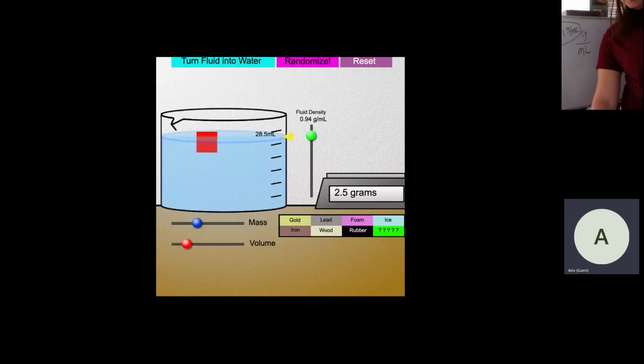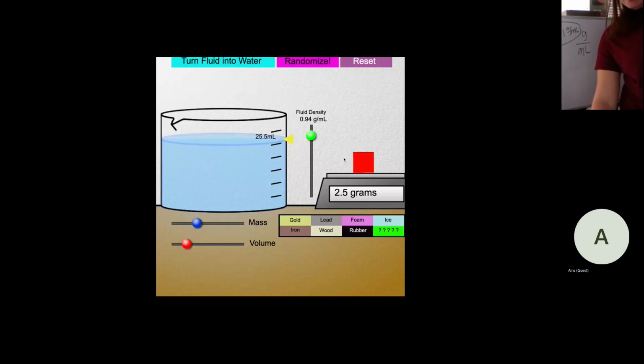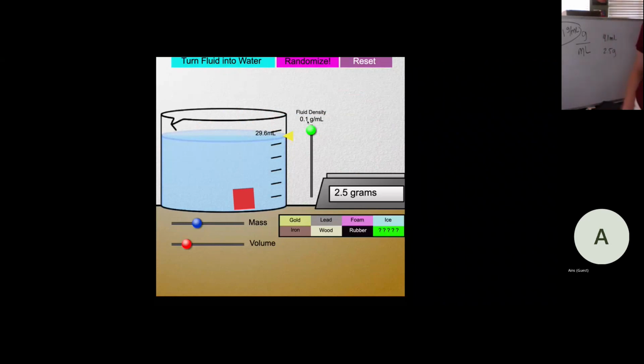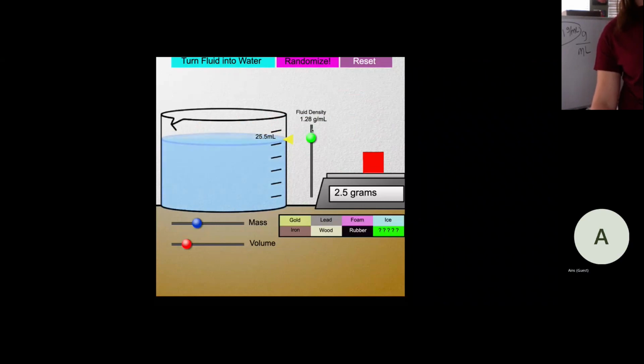Bloop. Well, eventually my fluid density changed. Hold on, let's do it. There, we'll make it this. So my fluid density is 0.1. My substance has a 0.6. So my substance is denser. It falls.